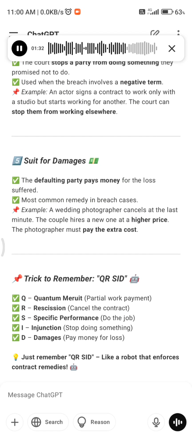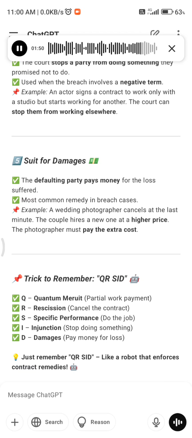5. Suit for damages. The defaulting party pays money for the loss suffered. It is the most common remedy in breach cases. Example, a wedding photographer cancels at the last minute. The couple hires a new one at a higher price. The photographer must pay the extra cost.